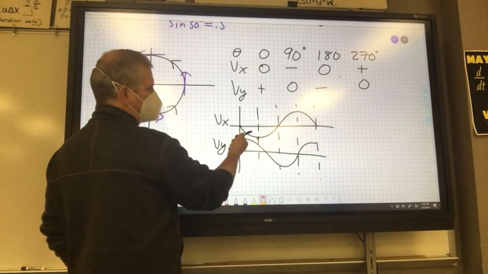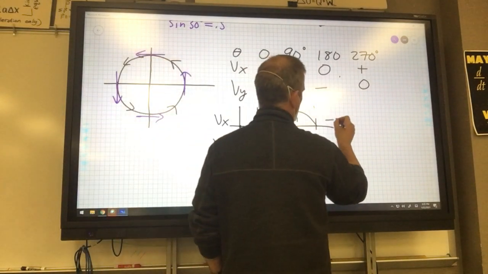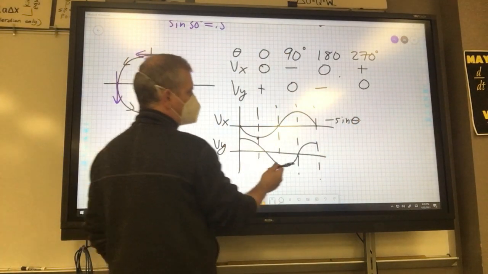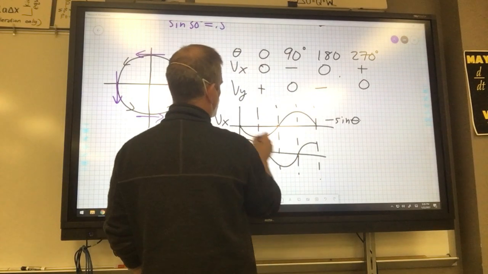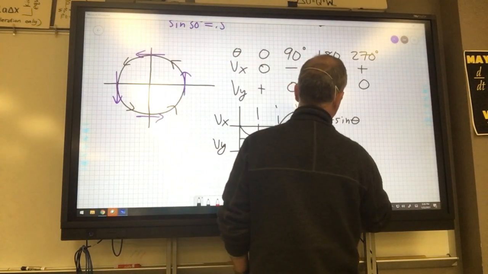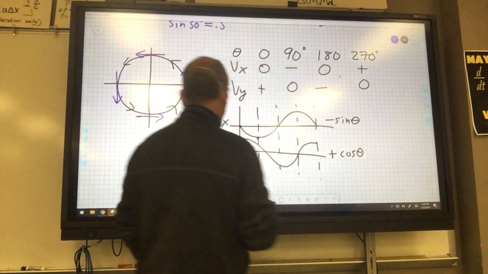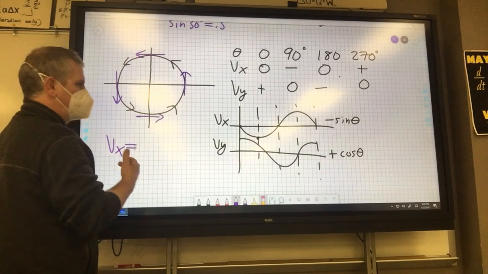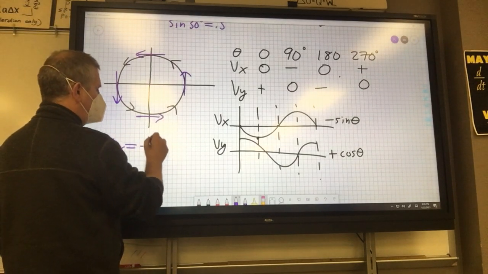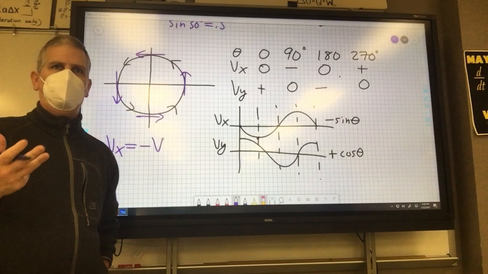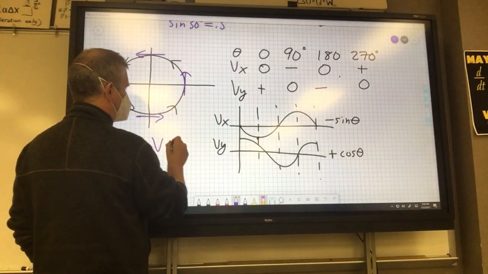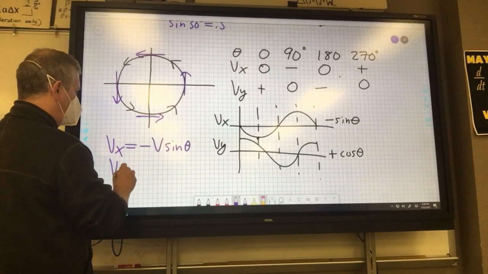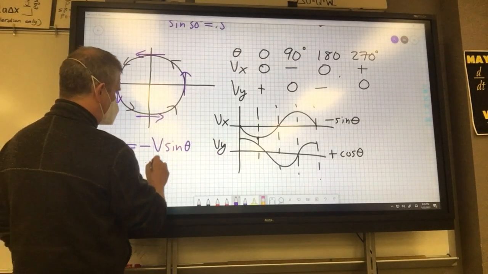All right, so what do we get? That's a negative sine graph. And this one is a cosine graph. Is it positive, 0, right? Yep. That's a positive cosine graph. Which tells us that the x component of the velocity will be negative v, whatever the velocity of the object is, times the sine of theta. And the Vy will equal v times the cosine of theta.